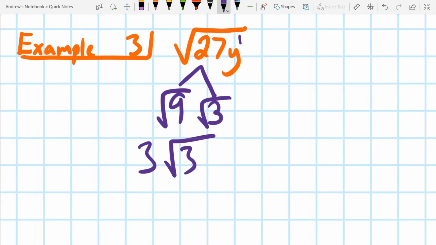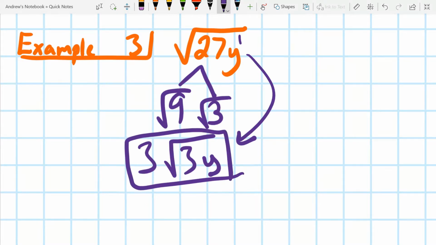The y is all by itself. So when we go to divide it by 2, how many pairs of y's do we have? Well, we don't have any pairs. We can't take out any of them. So we just leave that lonely y inside the square root, because it doesn't pair up.